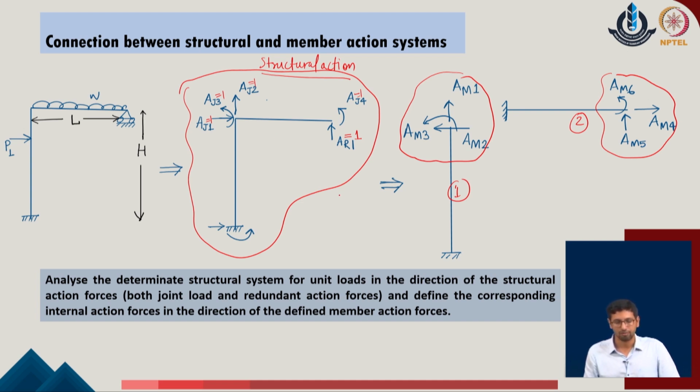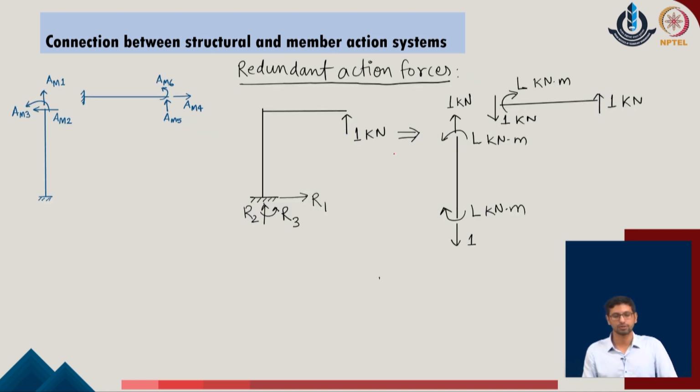So, which means that when I consider, say, AR1, I have this as a simple determinate problem. I apply the unit load over here, and corresponding to this unit load, I will try to draw a simple free body diagram of the given system and evaluate what are the forces appearing at the ends of the given system for member 1 and member 2. The values of these forces will be the respective values of the member action forces when we have applied the unit load in the direction of the redundant action force of the given system.